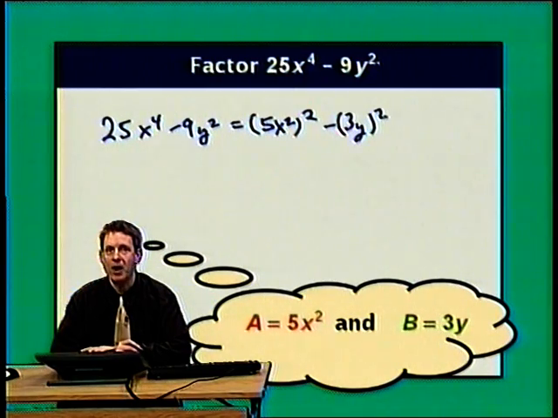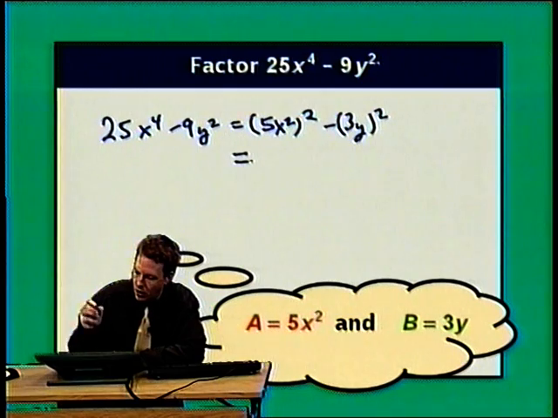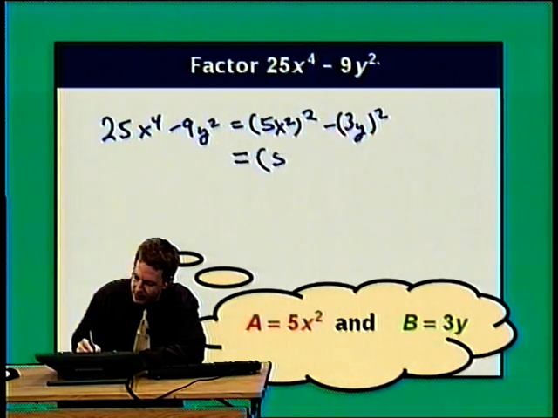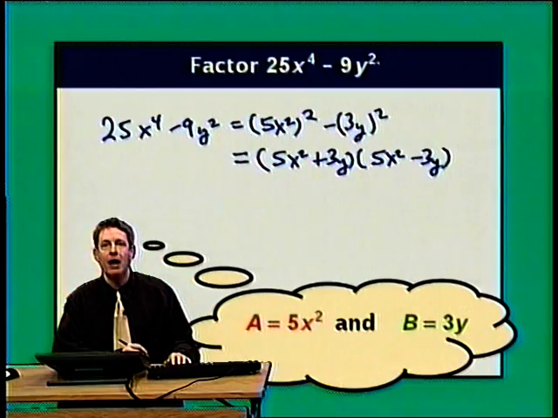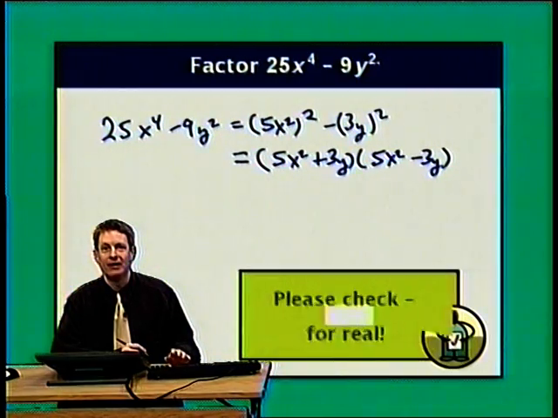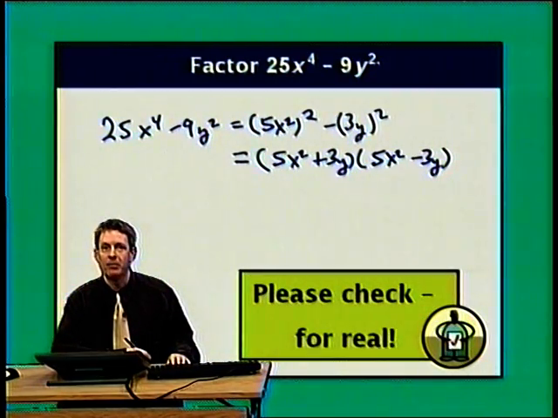A difference of squares always factors into a product of conjugates. So I'm going to take the expression 5x squared plus 3y and multiply it by 5x squared minus 3y. As in all examples in this lesson, please do check by expanding out this factorization and seeing that it is 25x to the fourth minus 9y squared.